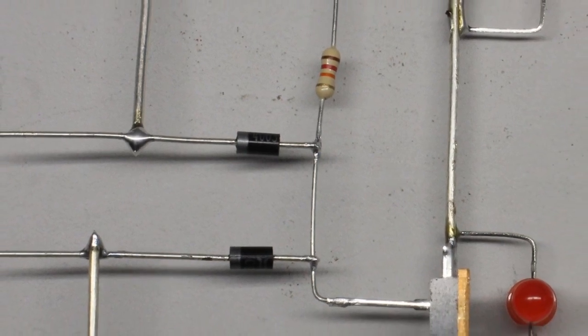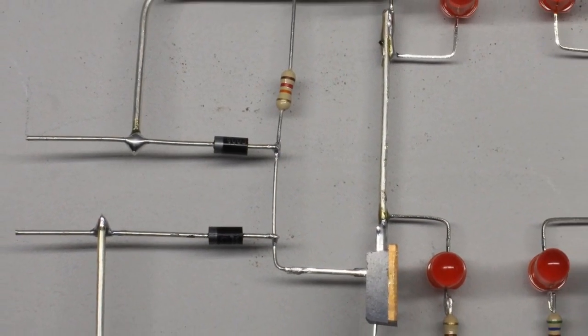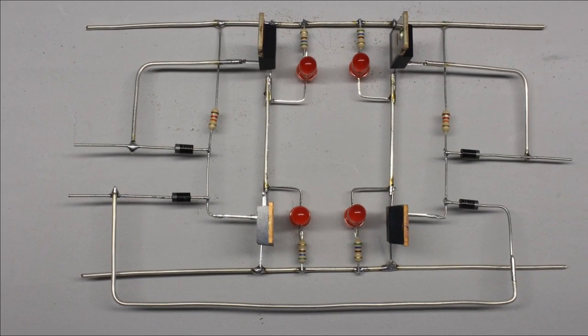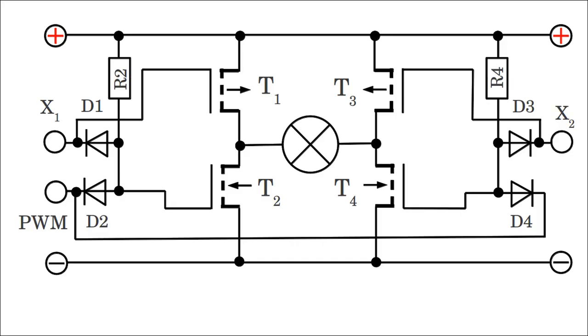If partial power is required for the load, the H-bridge can be controlled by a fast pulse width signal, but to avoid the cross-conduction during each switching operation of the pulse width signal, the circuit has to be altered. The P-channel MOSFETs are still switched directly by the signal at X1 respectively X2, while the N-channel MOSFETs are controlled by the signal at X1 respectively X2 and the pulse width signal.